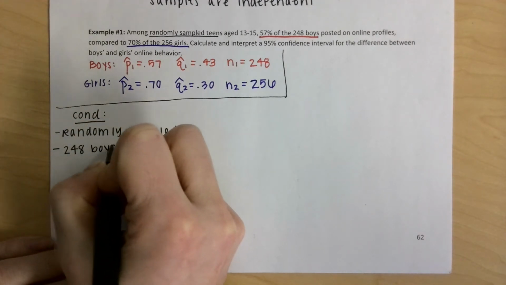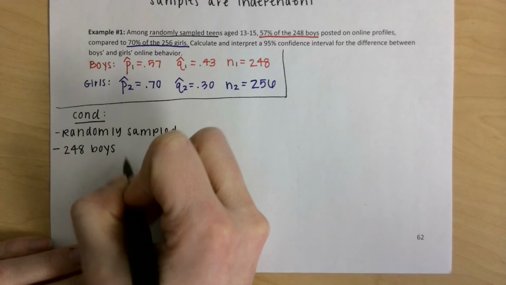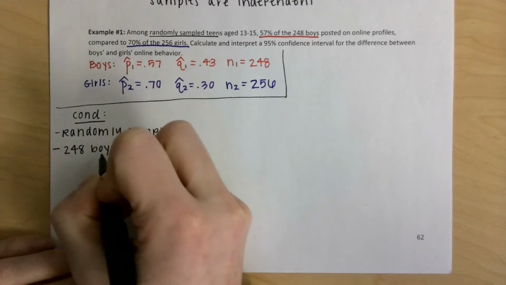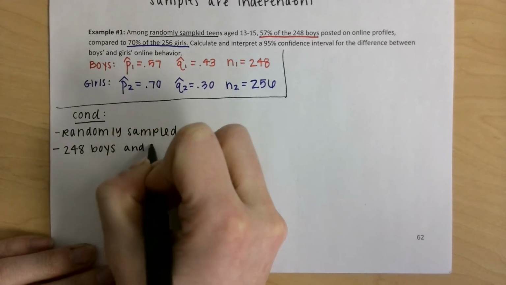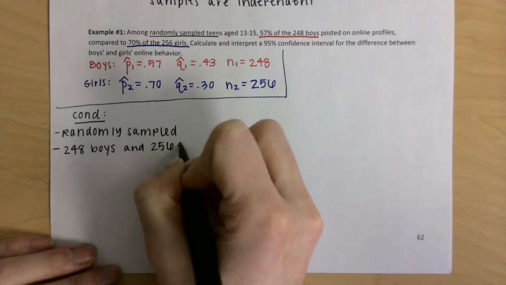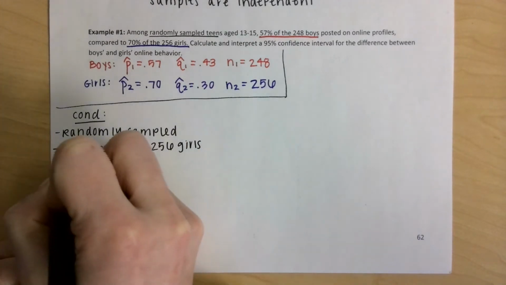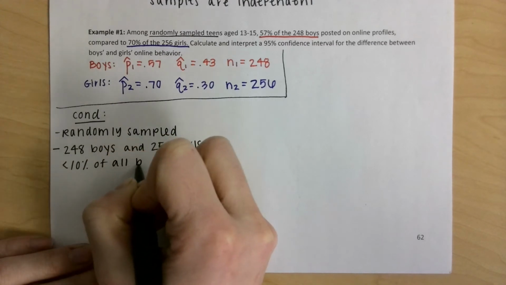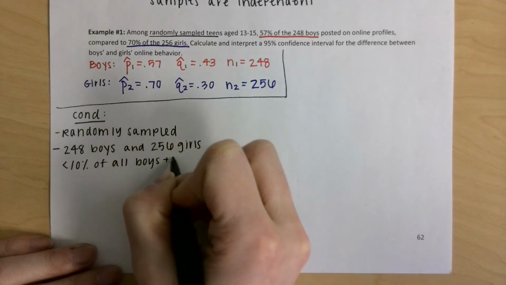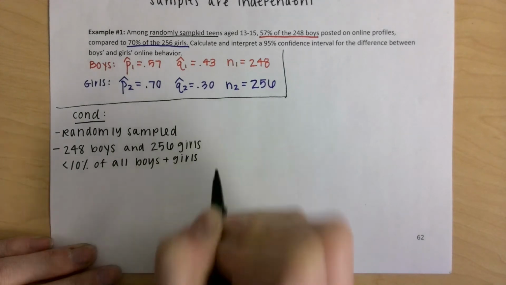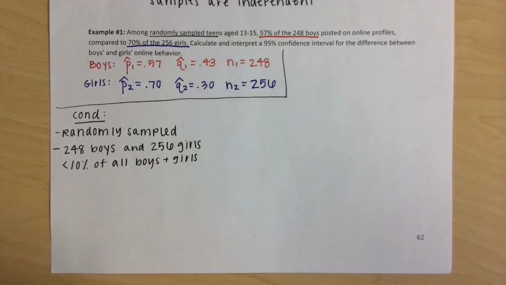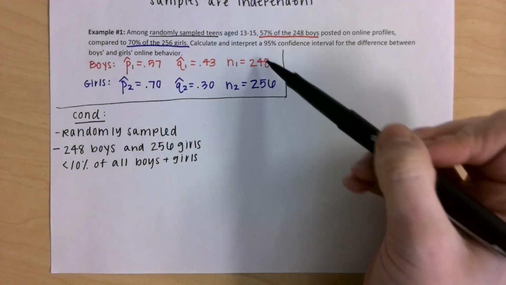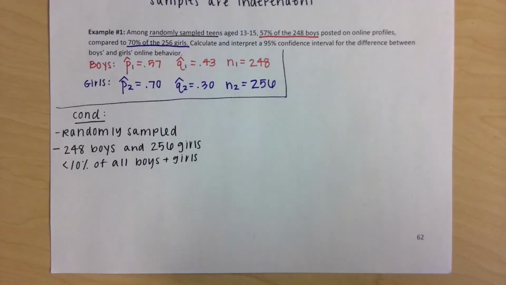Boys, and I like to kind of group these together. So I'm going to say 248 boys and 256 girls is less than 10% of all boys and girls. You could write them as two separate bullet points if you wanted, as long as you're showing the grader or the reader that you looked at both of these sample sizes and you think that they're both less than 10% of the population.